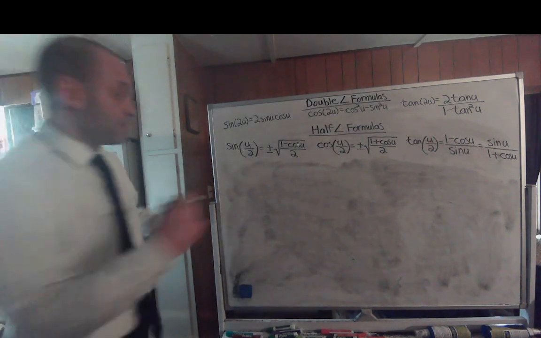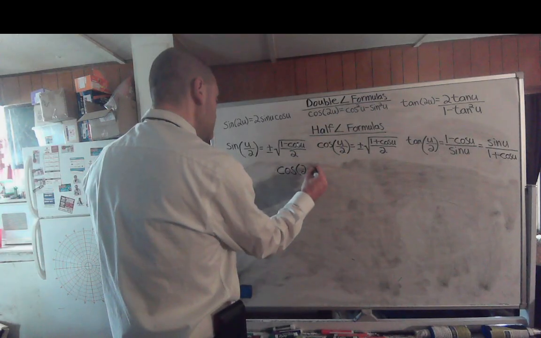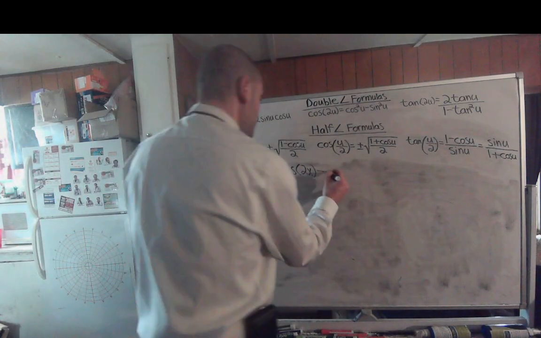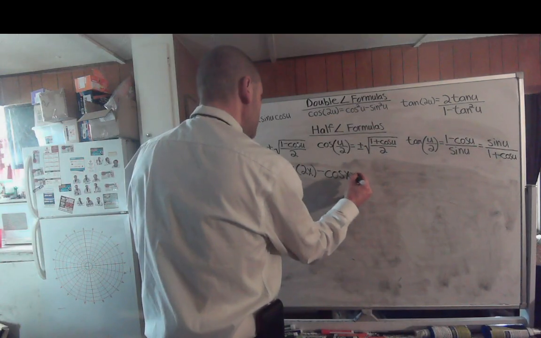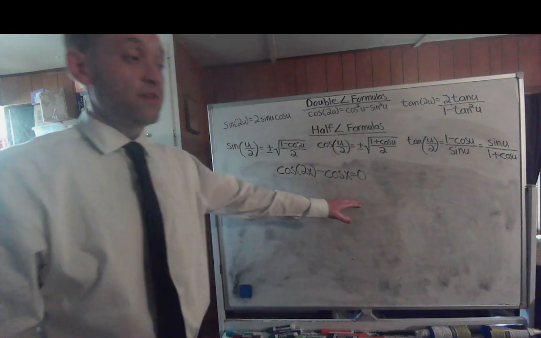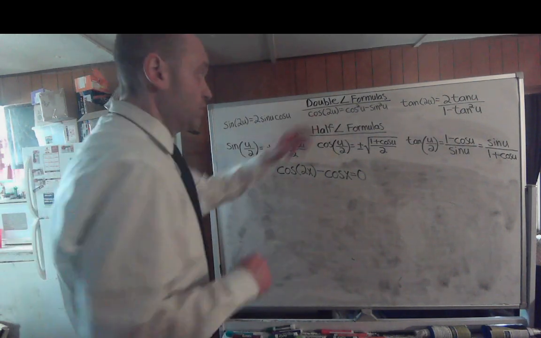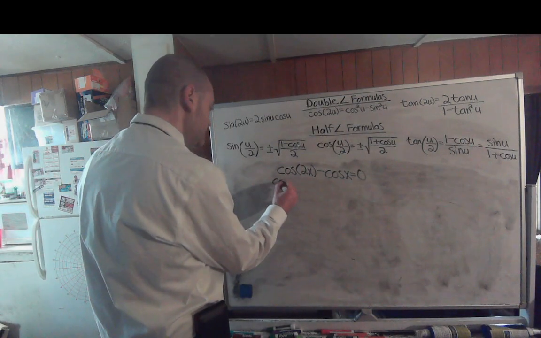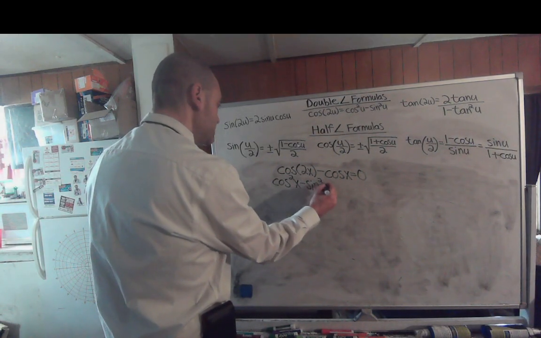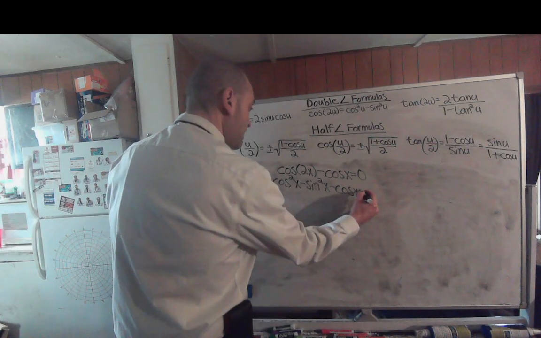So let's see. We have the cosine of 2x minus the cosine of x is equal to 0. So you have the cosine of 2x minus the cosine of x equals 0. Well, this is where you probably want to use your double angle formula. So this would turn into the cosine squared of x minus the sine squared of x minus the cosine of x is equal to 0.